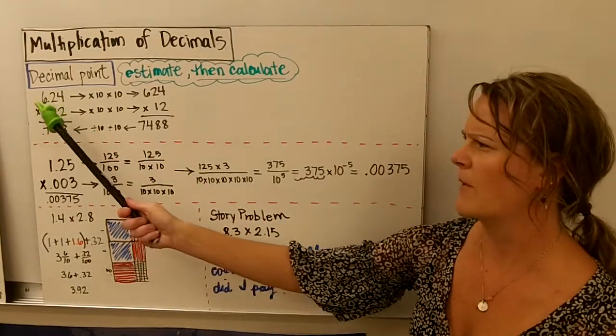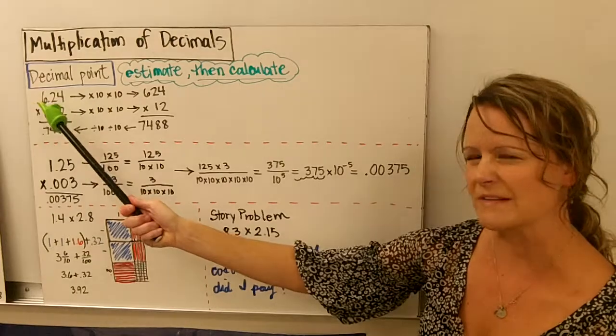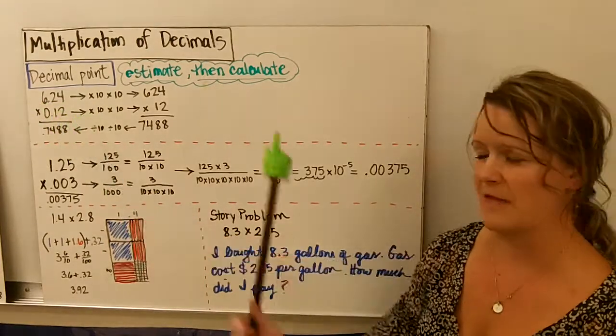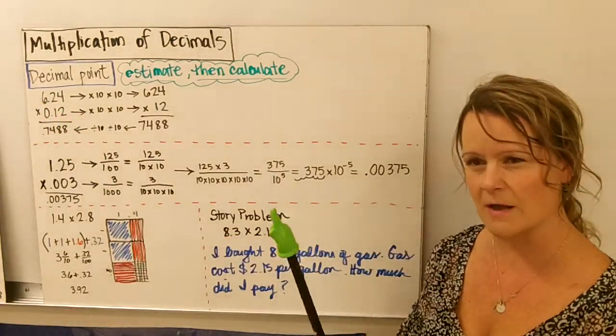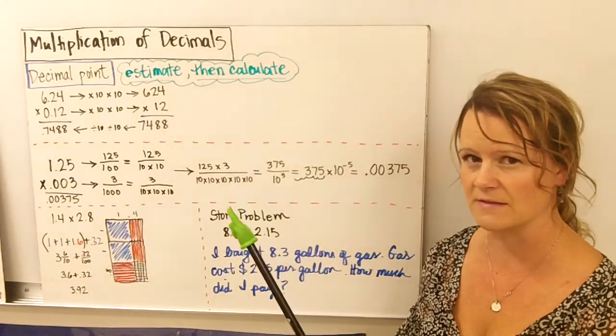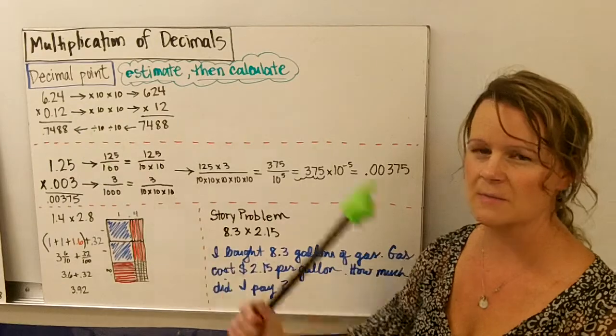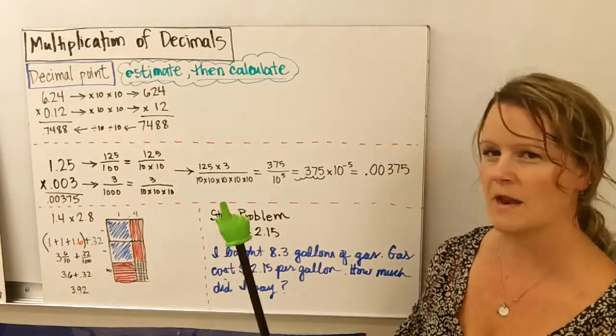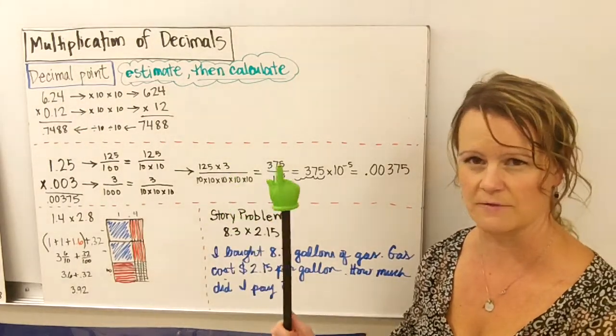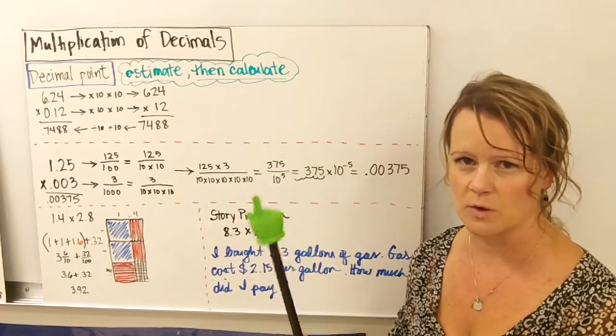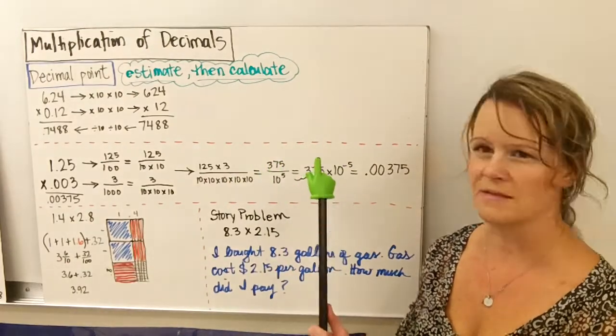So really we should think about, okay, I'm taking a little more than 6 times about 1/10. And so reasoning through that, I'm obviously going to get a number that's a little greater than 6, but not a whole lot greater. And so by estimating that, I'm going to see if my answer is reasonable. And that helps a lot when you're placing your decimal point. If you know what to expect, you'll know that where you're placing your decimal point makes sense or not.